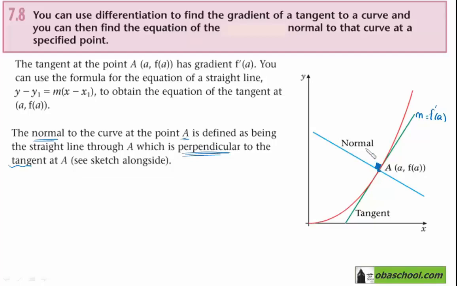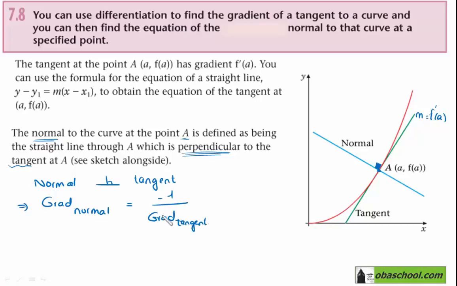The normal is then going to pass through this point that is specified and is going to form a 90 degree angle with the tangent. Thus again, the normal is a straight line that is passing through this point and forming a perpendicular angle with this tangent. Then the normal is perpendicular to that tangent. Therefore, the gradient of the normal is going to be equal to -1 over the gradient of the tangent. And this is a property that we studied previously for perpendicular lines.